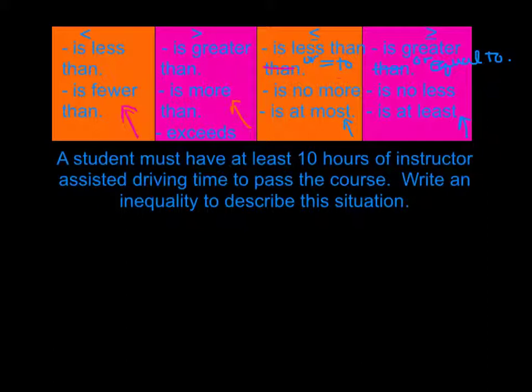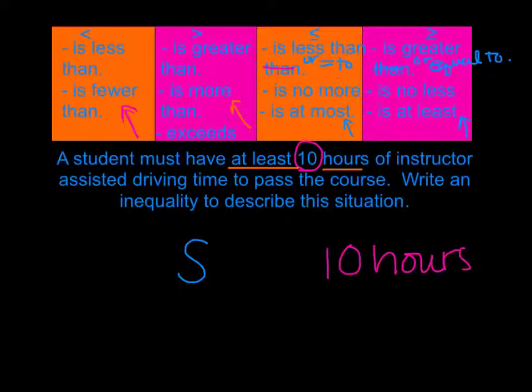So here we go. A student must have at least 10 hours of instructor-assisted driving time to pass the course. Write an inequality to describe this situation. So let's get the important information. We're circling 10 hours. We know that we need that information, and it says "at least." That's important. So a student, we have 10 hours, and we need to show at least.